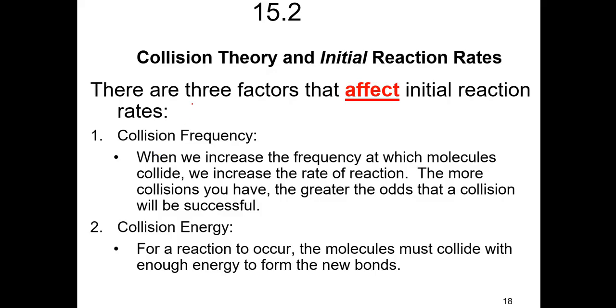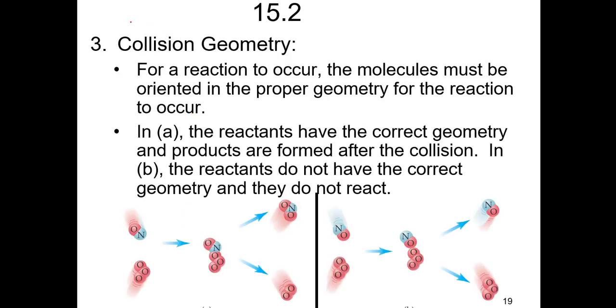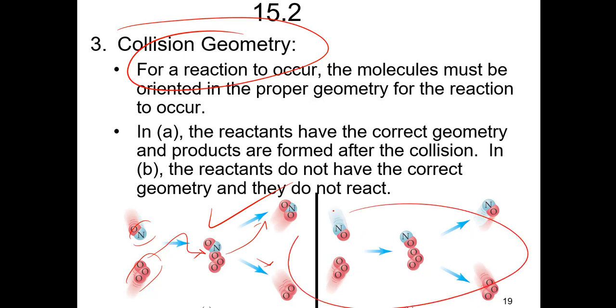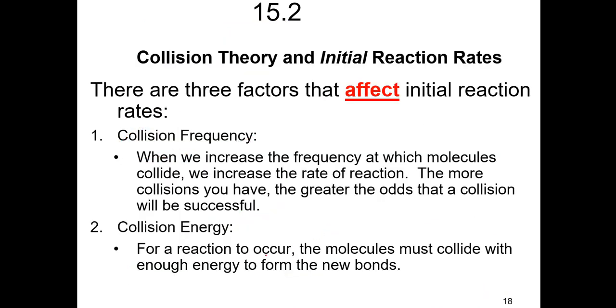So that's orientation. We talked about concentration, and my slides call that collision frequency. We talked about orientation, or collision geometry. Here's another example with NO2, or nitrogen dioxide, and this is ozone. For them to react, they have to hit at the right orientation, or what's known as collision geometry, for a reaction to occur. So that's good. This one over here is bad, because it's hitting at the wrong angle.